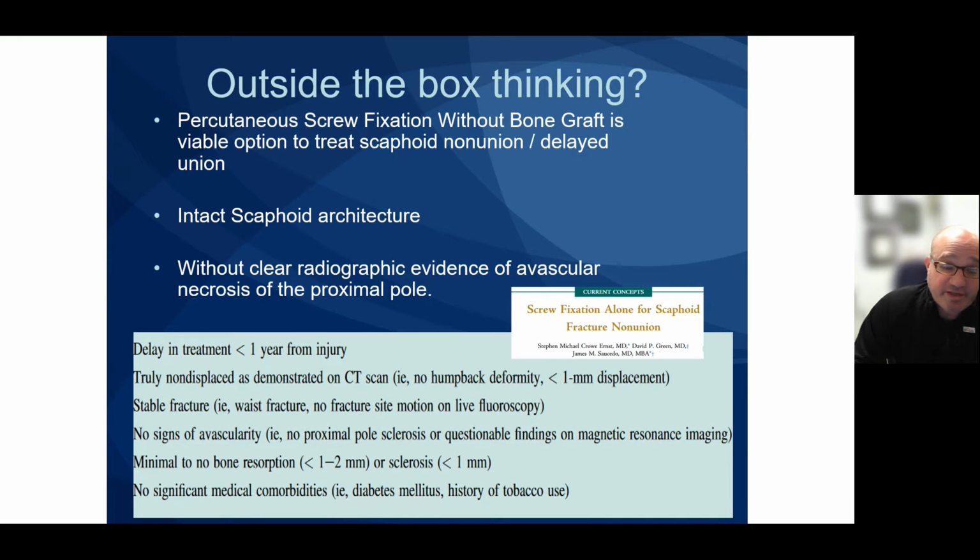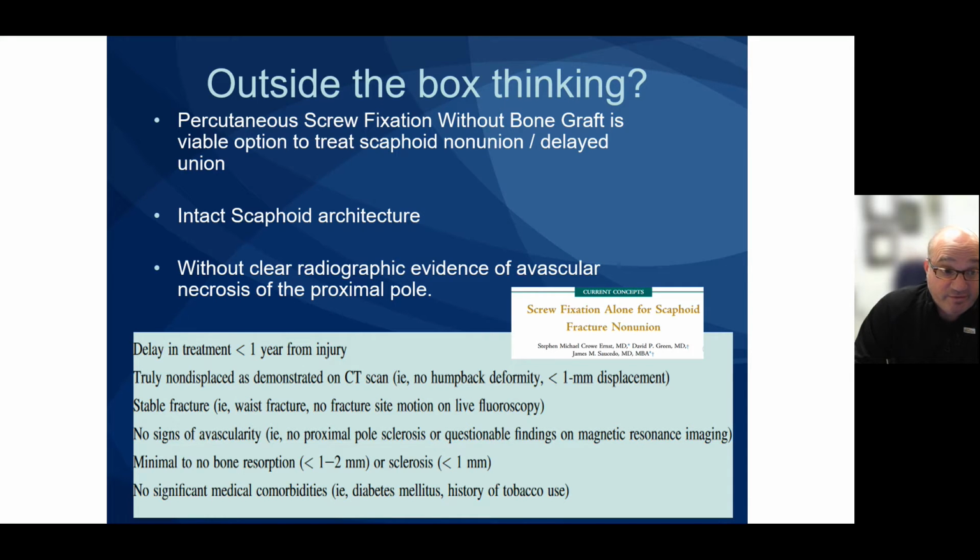Well, other things to know, what has changed in my practice and something that we teach our fellows. Well, one thing is outside the box thinking. Percutaneous screw fixation without bone grafting for delayed union is viable and it's a good option, but you have to have intact scaphoid fracture architecture. You need to make sure you don't have any clear radiographic evidence of avascular necrosis of the proximal pole.